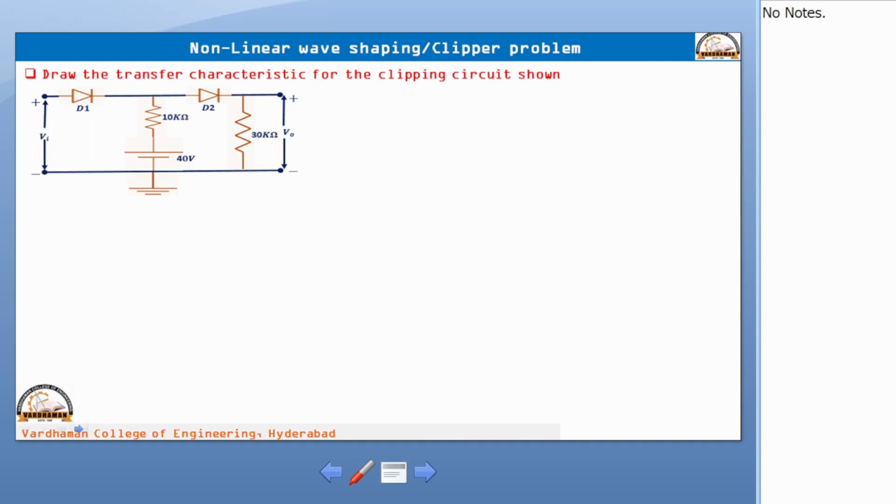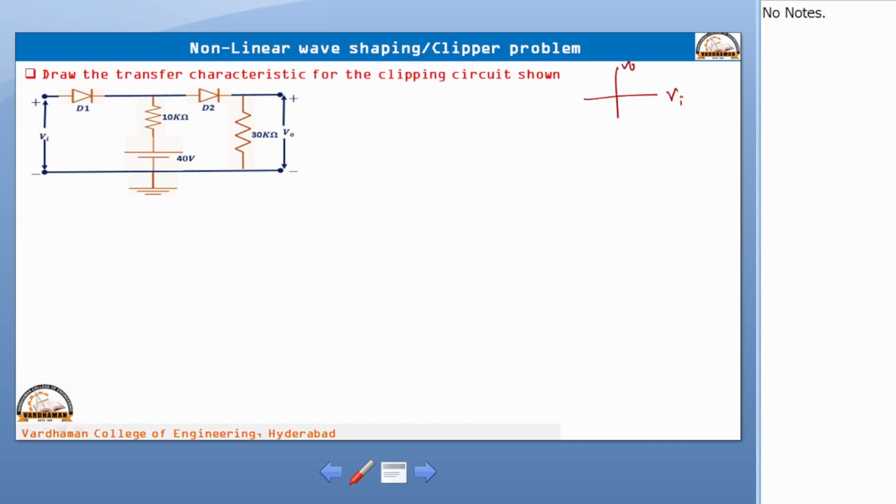By seeing the circuit itself we can tell it is a clipper circuit, and we need to draw the transfer characteristics. Transfer characteristics means on the x axis we take input voltage, and on the y axis we take output voltage. So we have to draw the graph like this. That means you need the relation between V0 and Vi. If you have the mathematical equation between V0 and Vi, then it is easy to draw the transfer characteristic curve. That is what we have to do for this particular circuit.